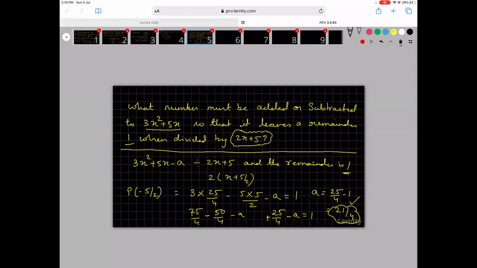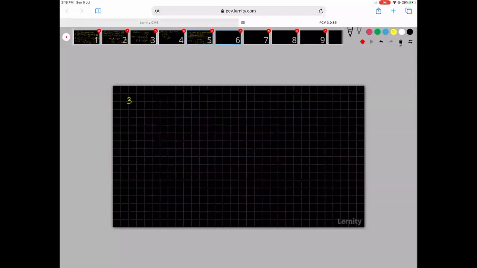Here we are using the remainder theorem. As per the remainder theorem, p of some number will give us the remainder. So we have 3x square plus 5x. Suppose I have to add some quantity a, then the remainder is 1 when divided by 2x plus 5. 2x plus 5 means what? x is equal to minus 5 by 2. So if x is minus 5 by 2, we can now find out.